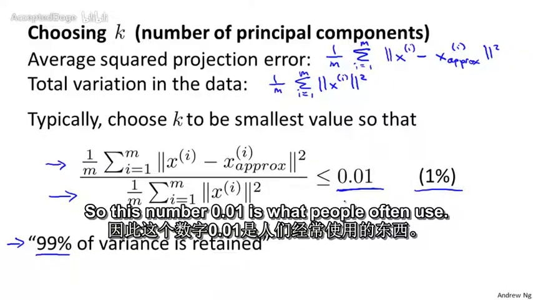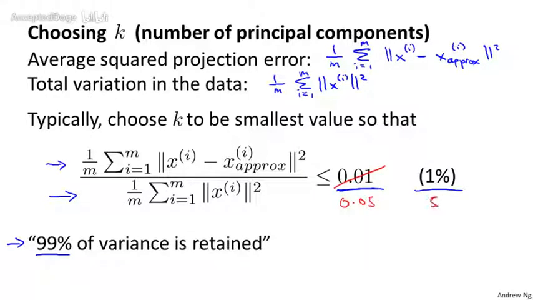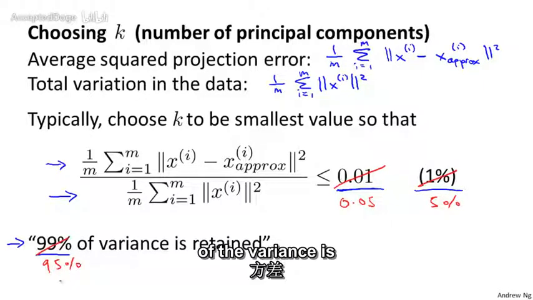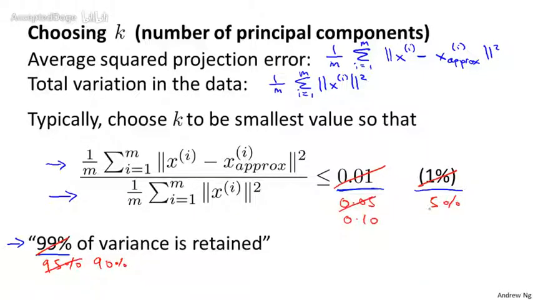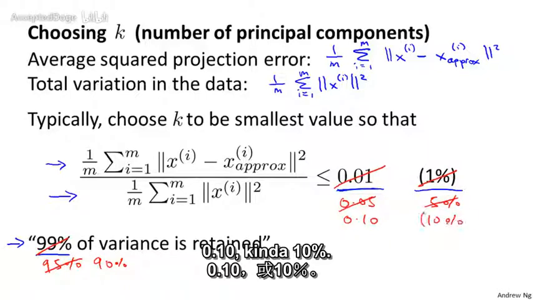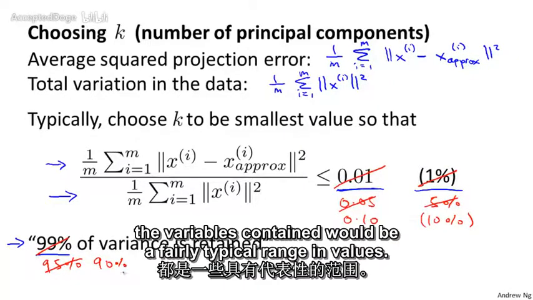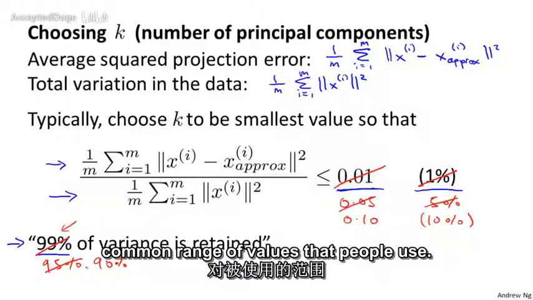So this number 0.01 is what people often use. Other common values will be 0.05, and so this will be 5%. And if you do that, then you say, well, 95% of the variance was retained, and other numbers, maybe around 90% of the variance was retained, maybe as low as 85%. So 90% would correspond to 0.10, and so 10%. And so a range of values from 90, 95, 99, maybe as low as 85% of the variance retained would be a fairly typical range of values. And maybe 95 to 99 is really the most common range of values that people use.